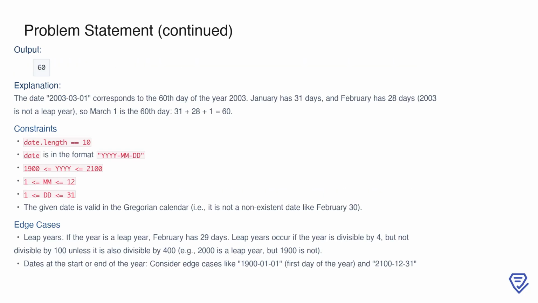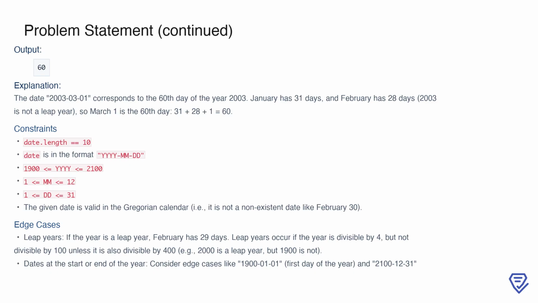Now let's examine the example of March 1st, 2003. This date corresponds to the 60th day of the year 2003. To calculate this, we add up the days in January, which are 31, the days in February, which are 28 because 2003 is not a leap year, and finally the 1 day from March. This gives us a total of 31 plus 28 plus 1, resulting in 60.